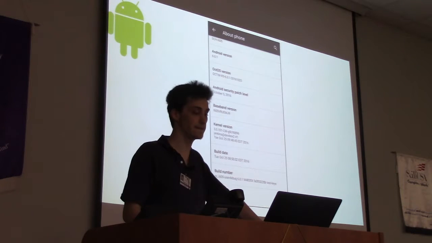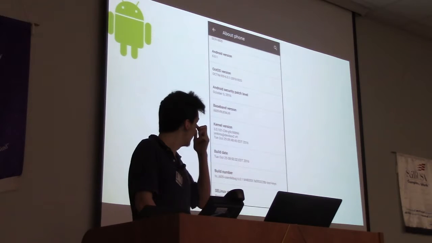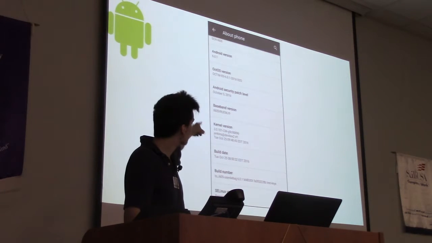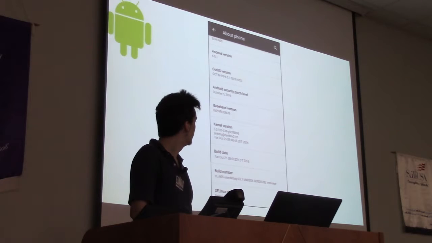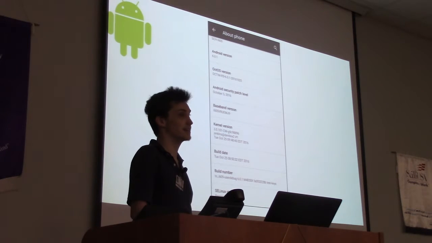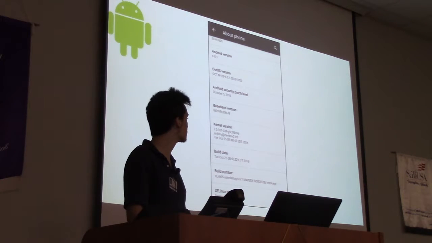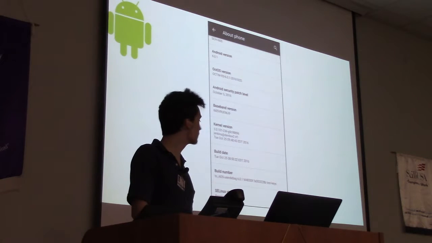So you two there, do you have this sort of page on your phone? This is a screenshot from my own phone. You see right there, kernel version, fourth from the bottom. I'm running kernel version 3.0.101-CM, which stands for CyanogenMod, which is, I think, the most popular open source fork of the main Android operating system. This was built in October.